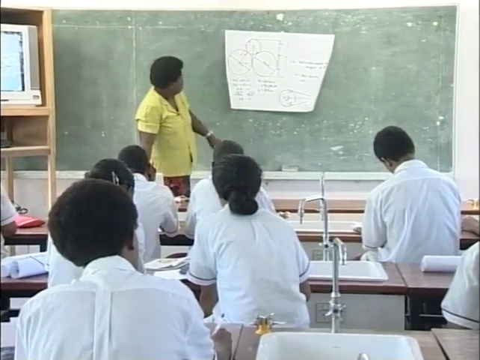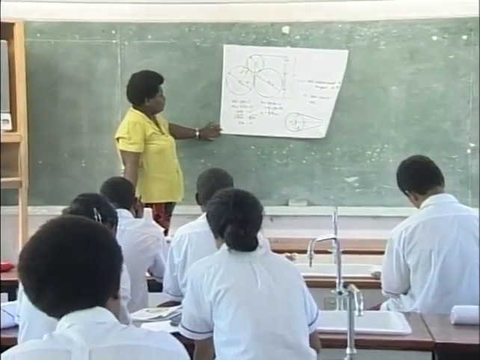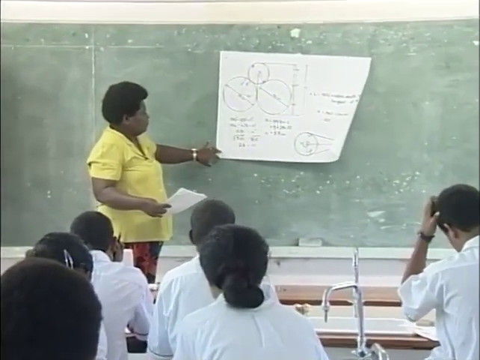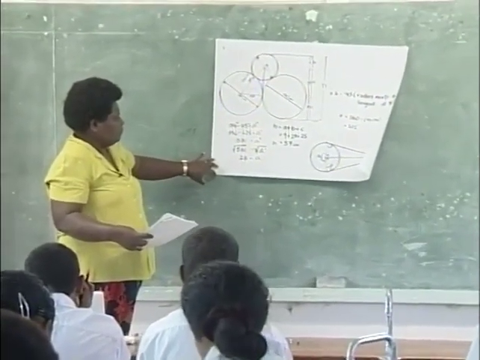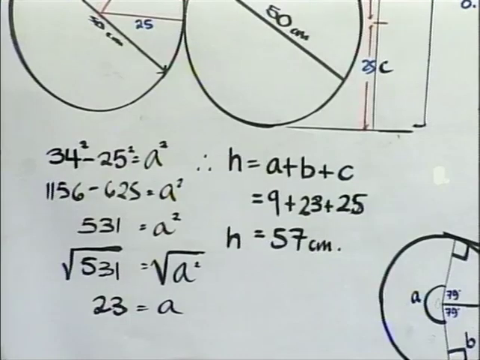Okay, so those are the solutions to questions 3 and 8. Question 3, 57 centimeters for H, and question 8, angle B 90 degrees and angle A 202 degrees.